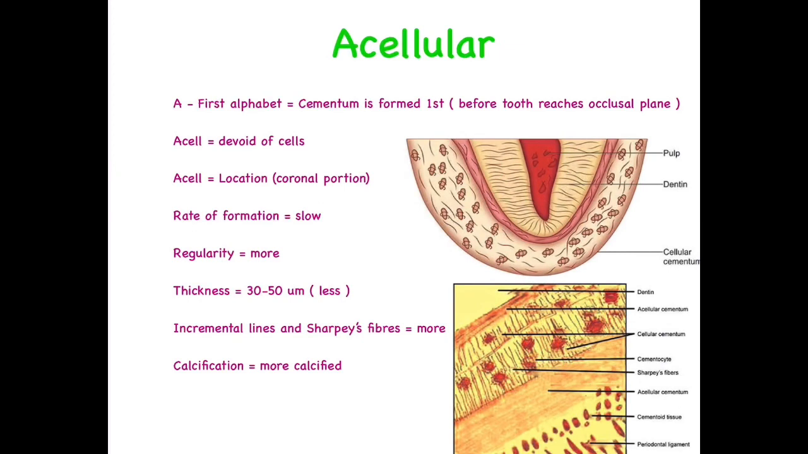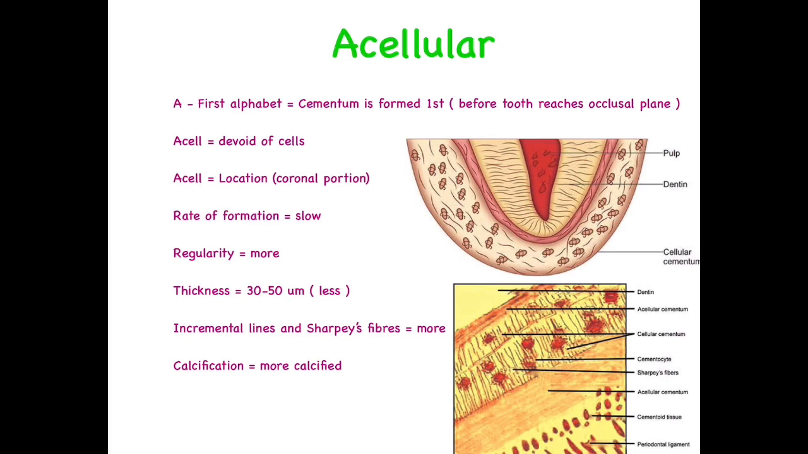So starting with acellular cementum, A, right? A is the first alphabet of the alphabet series, so this is the cementum which is formed first, that is before the tooth reaches the occlusal plane. Then acellular means it is devoid of any cells or cementocytes. Then again, acellular is written as ACELL. So from L you can remember location, so it is located towards the coronal portion of the root.